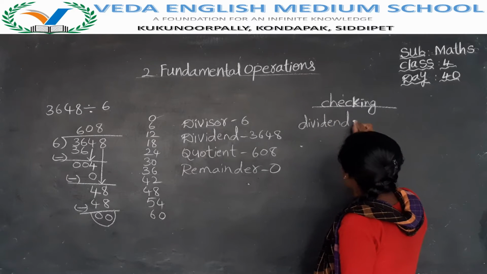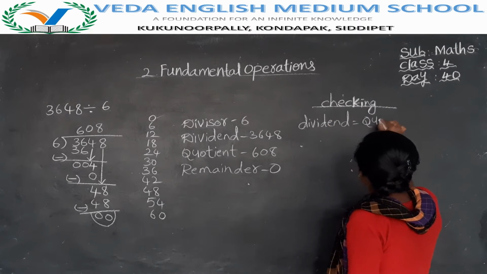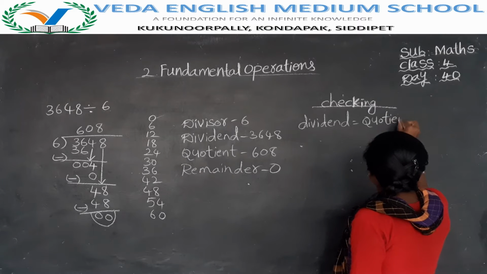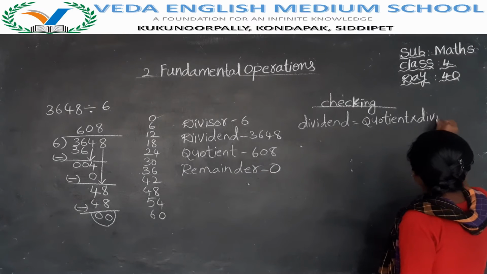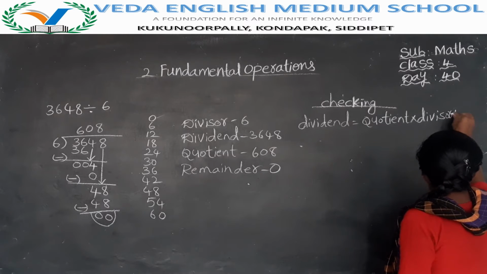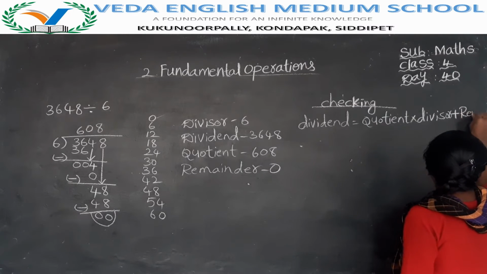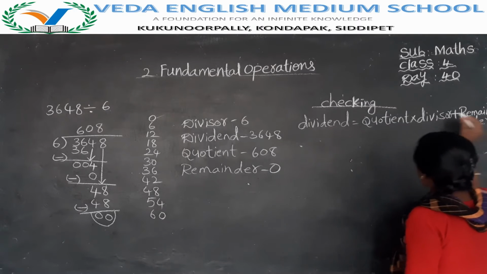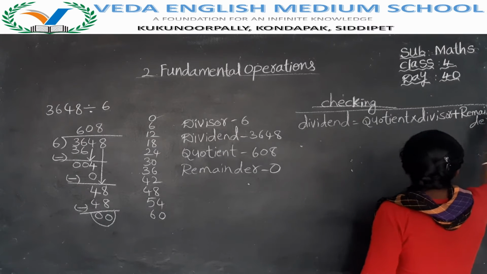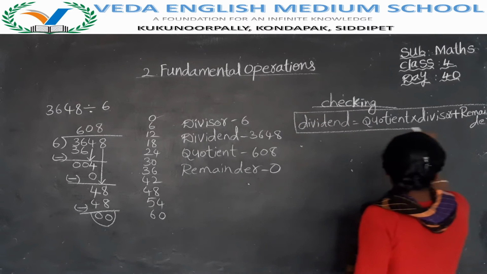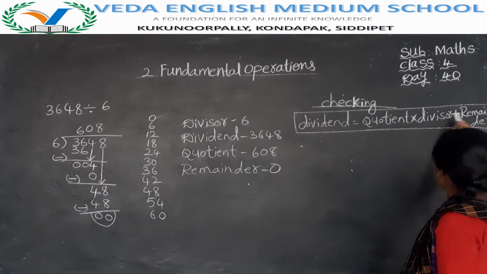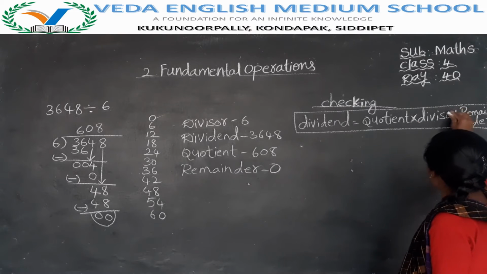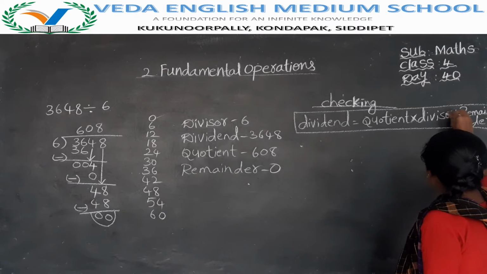D-I-V-I-D-E-N-D. Dividend is equal to quotient into divisor plus remainder. Q-U-O-T-I-E-N-T, quotient. D-I-V-I-S-O-R, divisor. R-E-M-A-I-N-D-E-R, remainder. To check the division we have to use this formula: dividend is equal to quotient into divisor plus remainder.